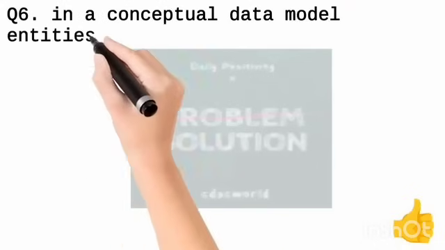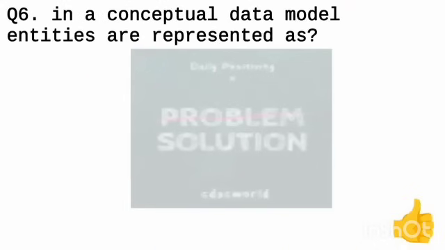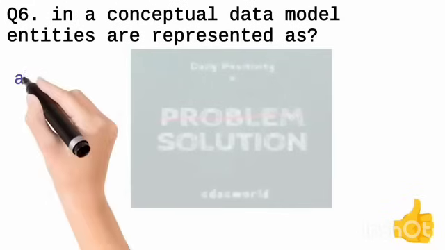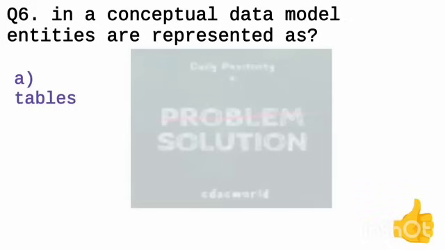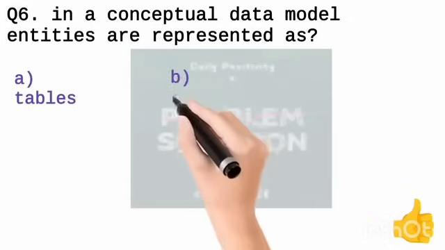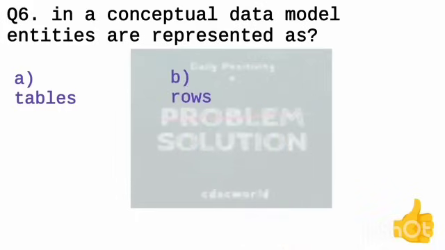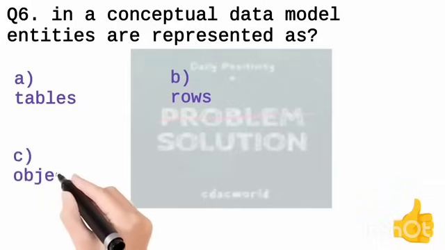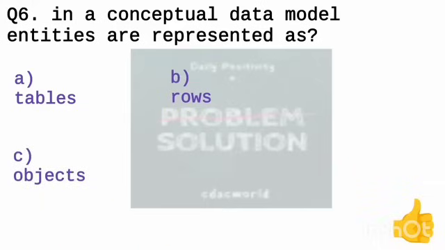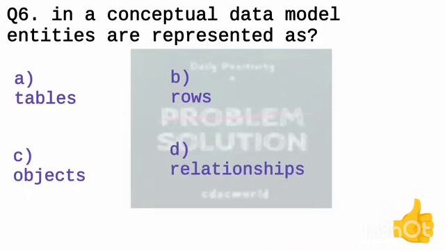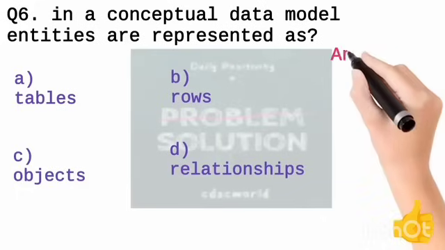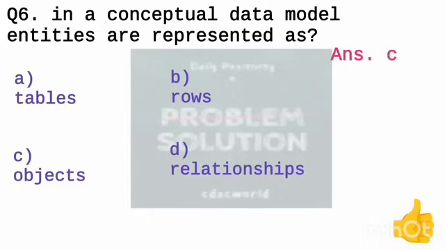Query number 6. In a conceptual data model, entities are represented as option A, tables, option B, rows, option C, objects, and option D, relationships. And the answer is C, objects.